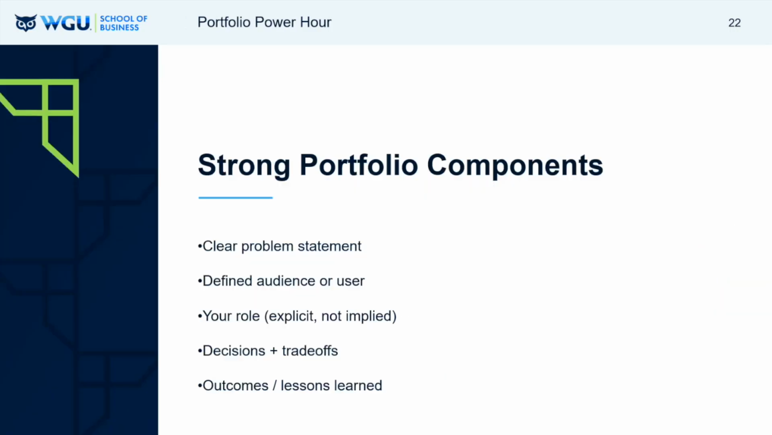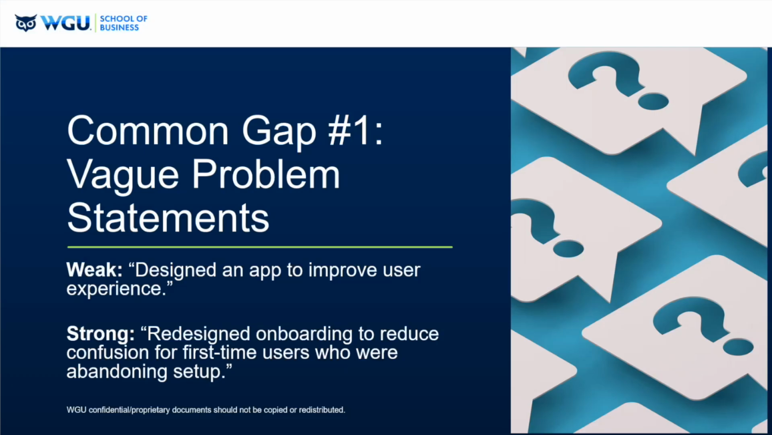All right, so let's just review. Strong portfolio components: a clear problem statement, a defined audience or user. Think about who's going to be looking at your portfolio. Your role, make it very explicit, not implied. State it exactly. Your decisions, your trade-offs, if you had to pivot, what that looked like, and then your outcomes or lessons learned. Here's a common gap: vague problem statements.